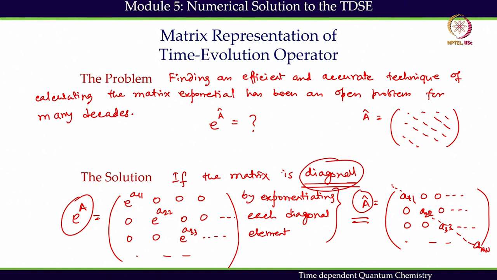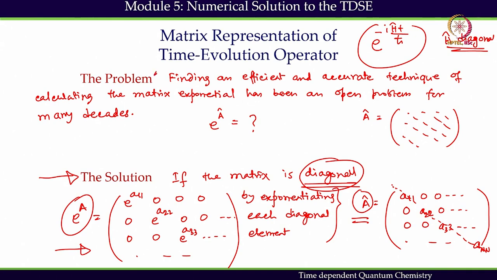So, what is our task? Our task could be, if we would like to use this trick, this simple solution, to get our unitary operator, the time evolution operator, which is the following. This is the time evolution operator, and we have to find out the matrix representation of it. What we need to do is convert this to a diagonal form. The moment we get that, we will be able to use this trick to get the time evolution operator.